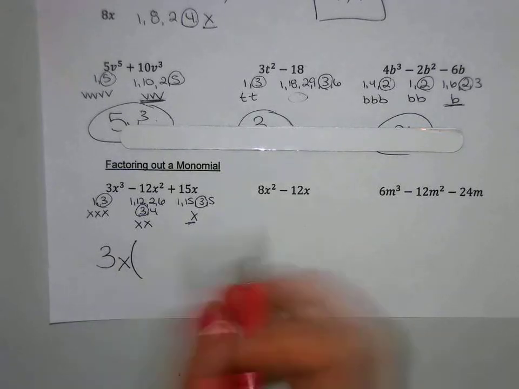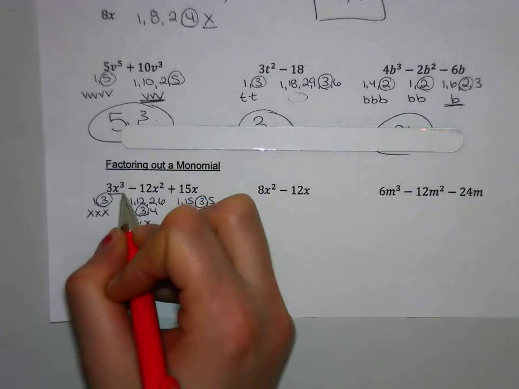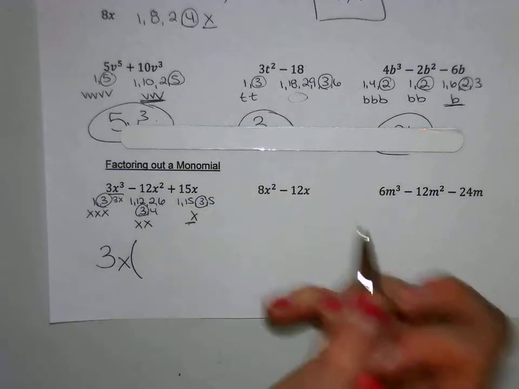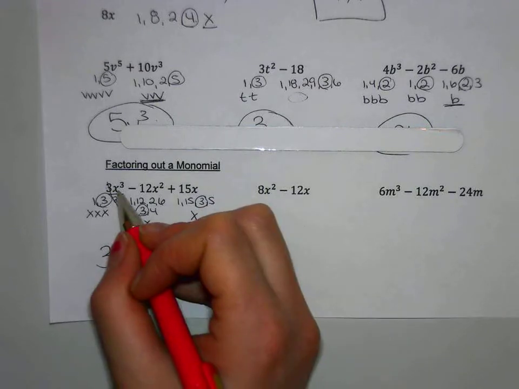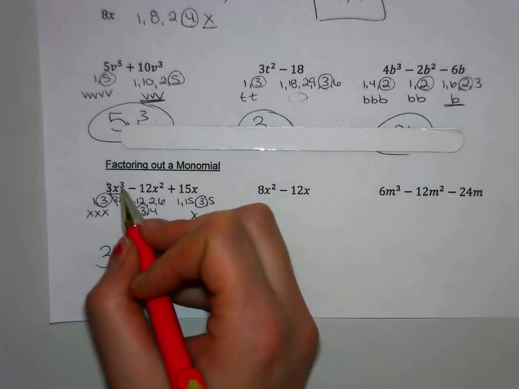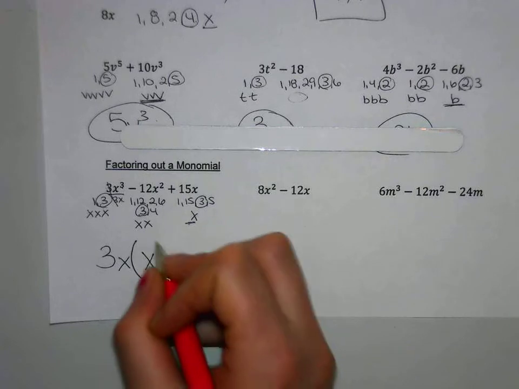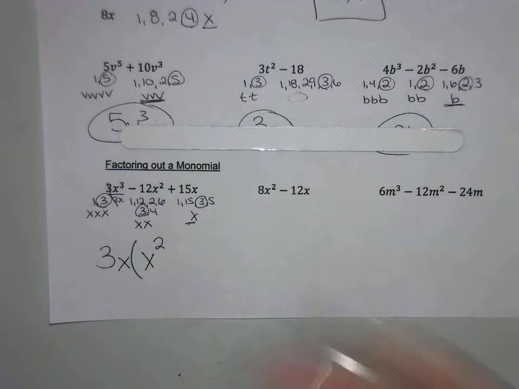Now what we do once we find that is we divide. So 3x to the third divided by 3x. 3 divided by 3 is 1, they cancel out. x to the third divided by x: if we have 3, we take away 1, that means we're left with 2.